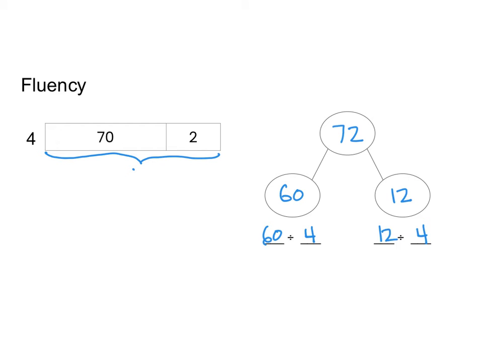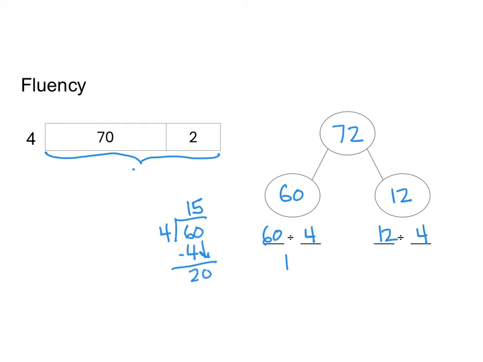Now, we may not know 60 divided by 4 right off the top of our head. So we're going to go ahead and do that as a division problem. 4 goes into 6 one time, and we're going to subtract that 4 from our tens. We're left with 2 tens and no ones, and 4 goes into 20 five times.